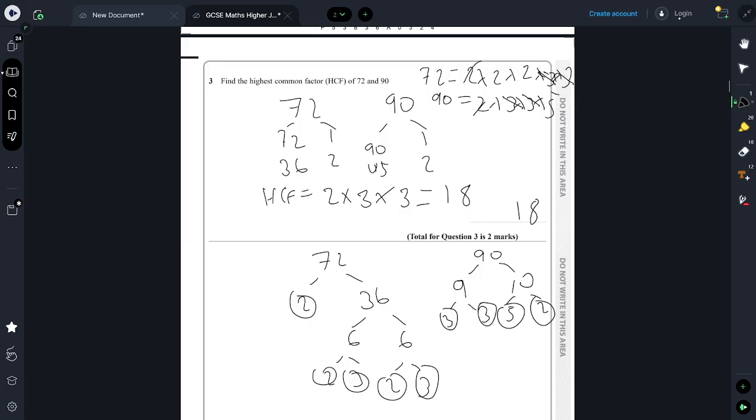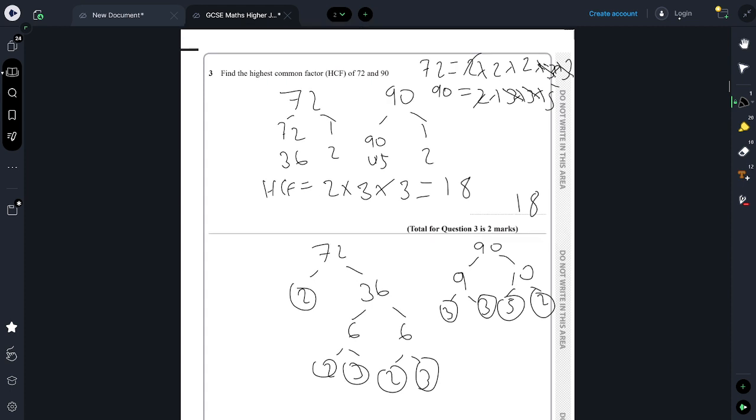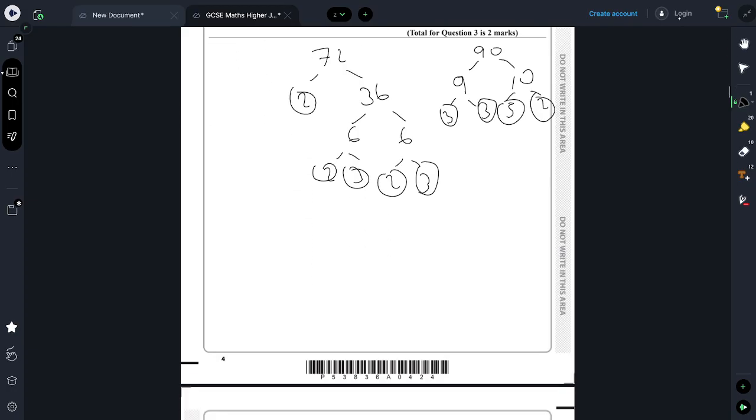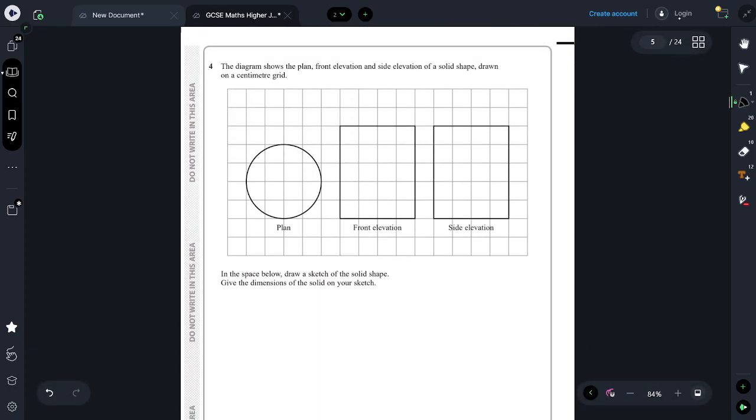That's a safe way of doing it without having to mentally think of all the factors. I feel like that's a safer way of doing it. Might be a tad bit longer, but it's fine. But that's usually the method you want to do with this, I feel like. You can do it both ways, though. Eventually, to spot, if you did this, 18 is the highest number that goes into both of them. But yeah, that's the way I would approach that.